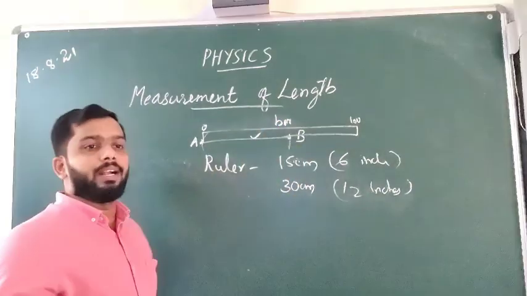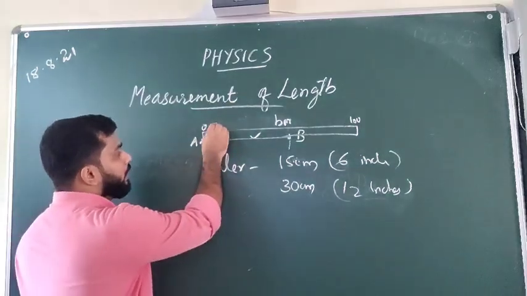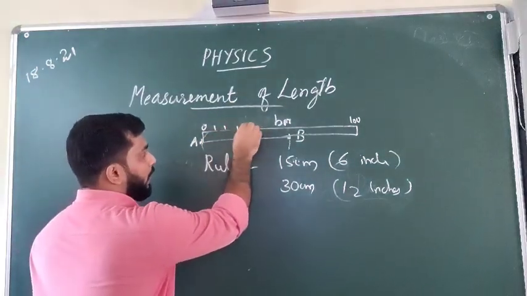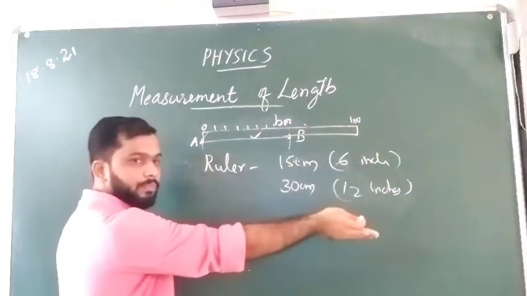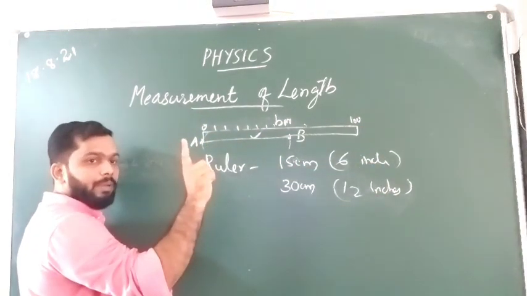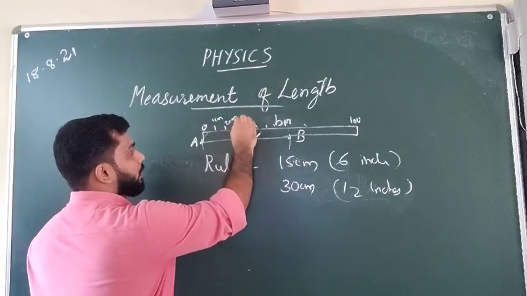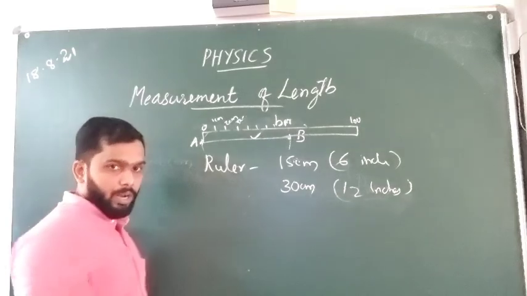This bar normally contains 1 meter, and we have equally divided it into 100. Each one division will be equal to 1 centimeter, just like our scale: 1 centimeter, 2 centimeter, 3 centimeter, like that it will go up to 100.